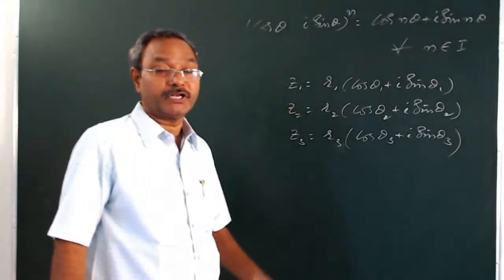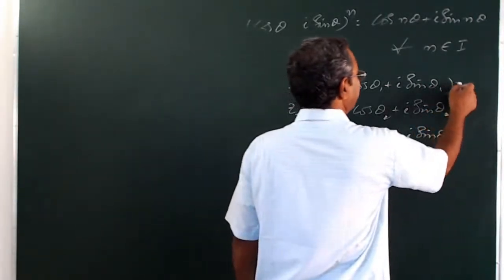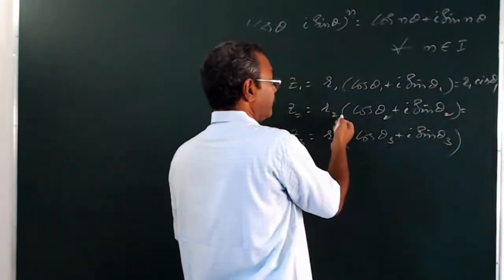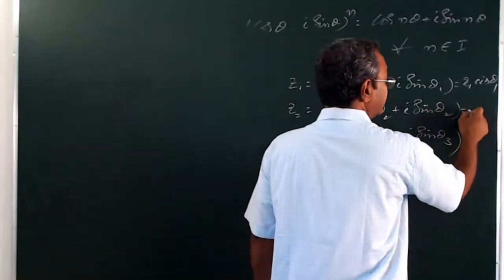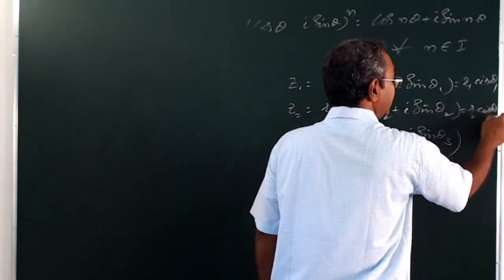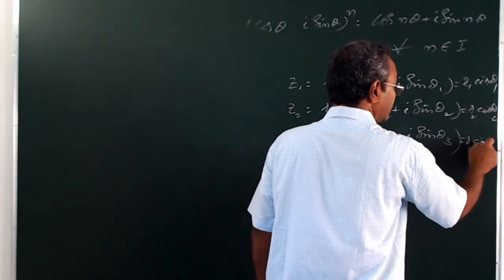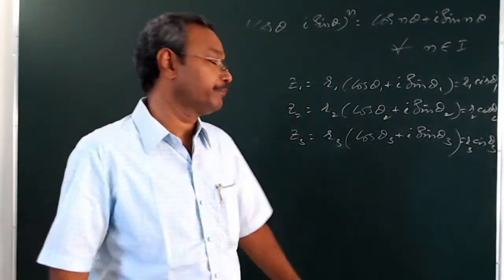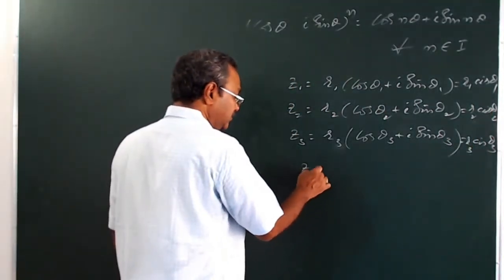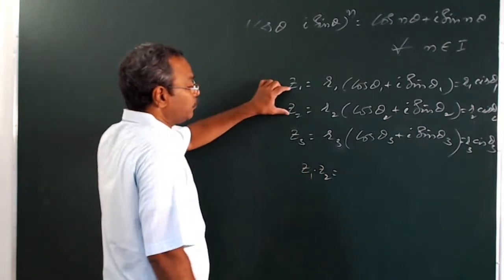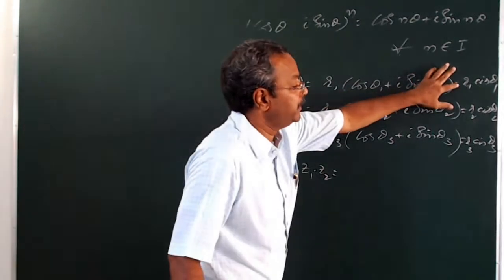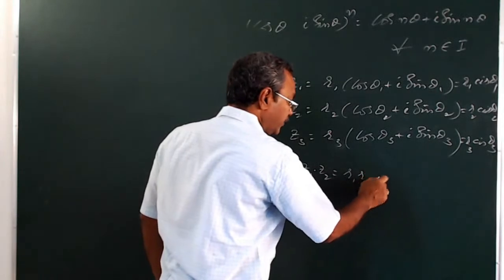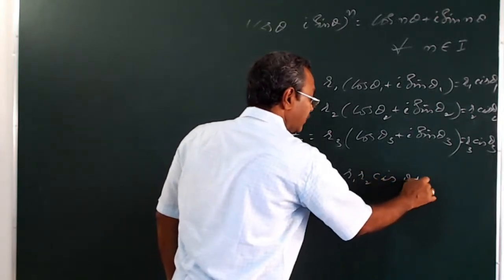By the way, what are the short forms for this? The short form for Z1 is R1 into cis theta 1. The short form for R2 into cos theta 2 plus i sin theta 2 is R2 into cis theta 2. And this is R3 into cis theta 3. So these are the short forms for it. Now, what is this Z1 into Z2? The product of the two complex numbers, which is R1 cis theta 1 and R2 cis theta 2. The product is so simple. It is R1 R2 into cis (theta 1 plus theta 2).